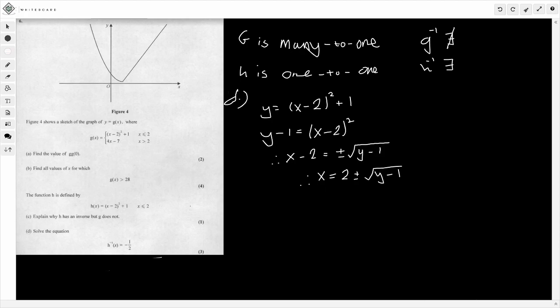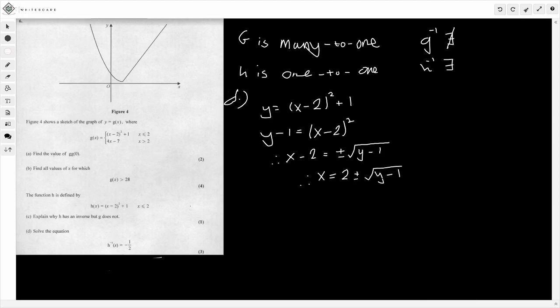This is why I say a graphical calculator is really invaluable. What you're going to do now is put y equals x in, so you plot one graph of y equals x. And then you also plot the other graphs: y equals 2 plus the square root of x minus 1, and y equals 2 minus the square root of x minus 1, although you would change them to x, obviously.